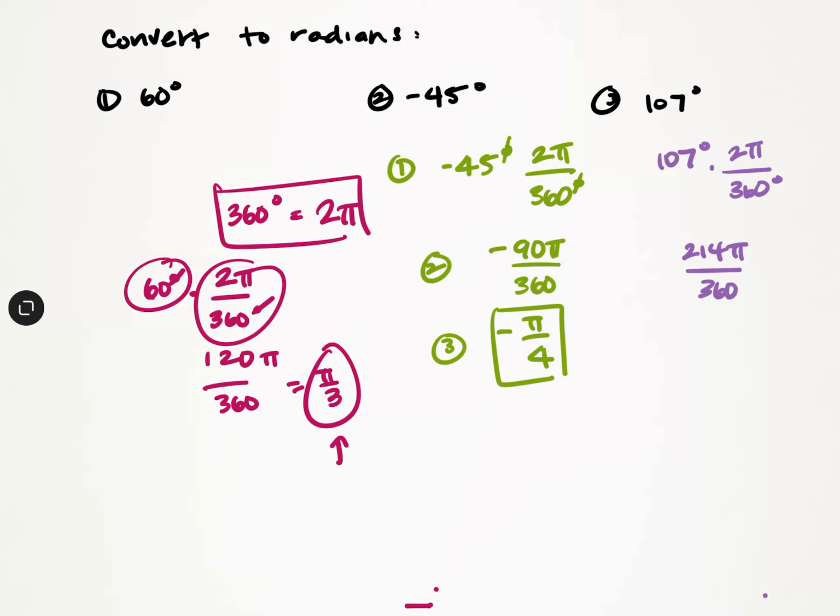Unfortunately, this is not going to reduce too nicely, so what they're telling us to do in the book is take our 214 times pi and then divide it by 360. So this gives us approximately, and we're going to use the squiggly lines to say that we're rounding here. Let's round to the nearest thousandth. So 1.868 radians.